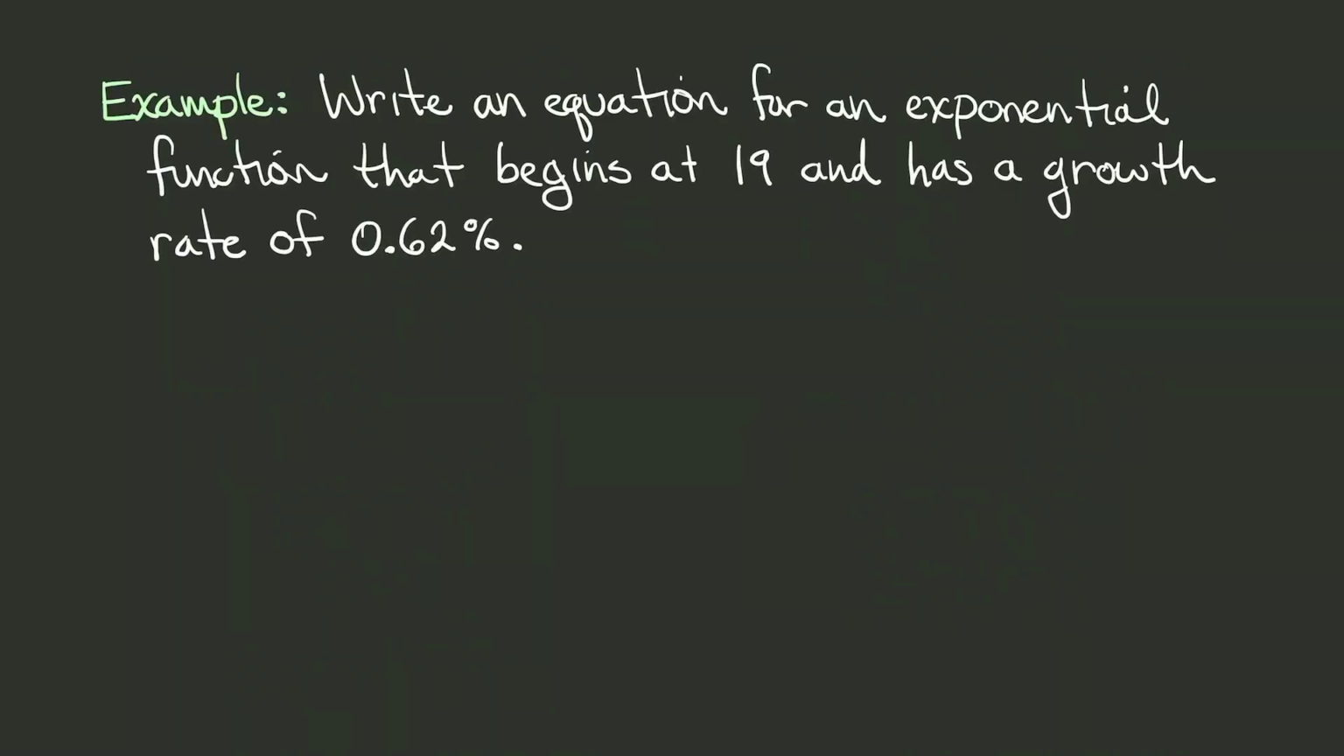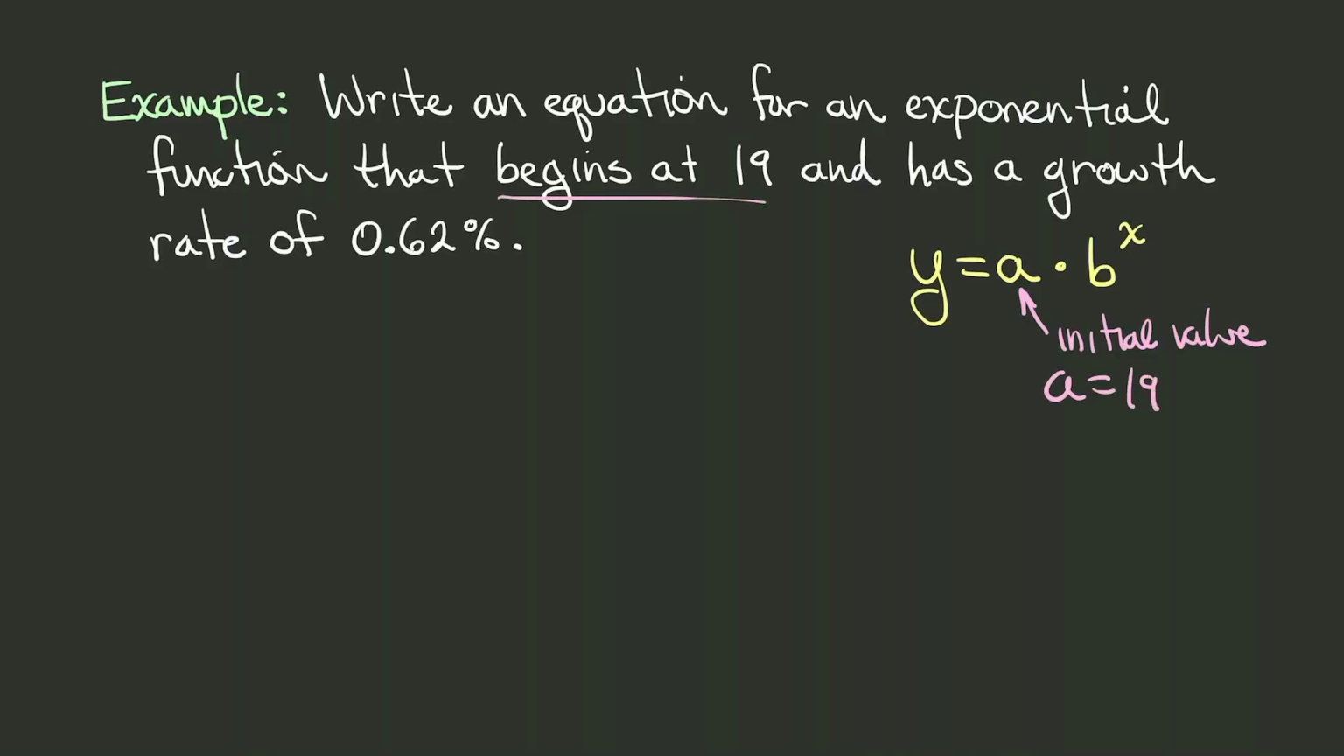In this example, we're supposed to write an equation for an exponential function that begins at 19 and has a growth rate of 0.62%. So we know that since this is an exponential function, it will have the form y is equal to a times our base raised to the x power. Now a will be the initial value, or where they're saying the function begins. So we have a is equal to 19.